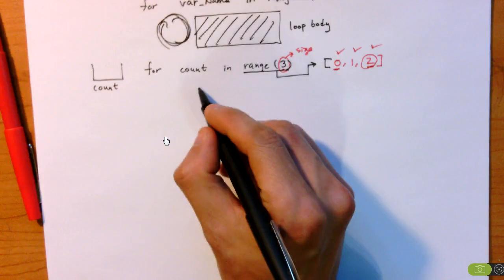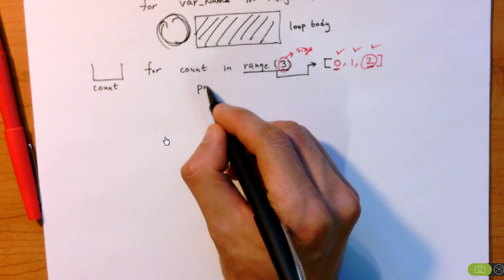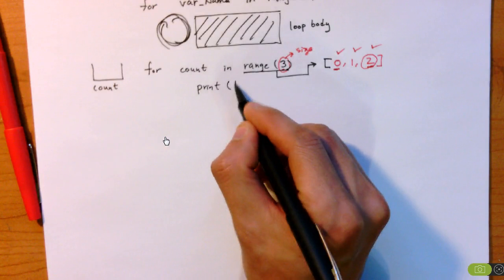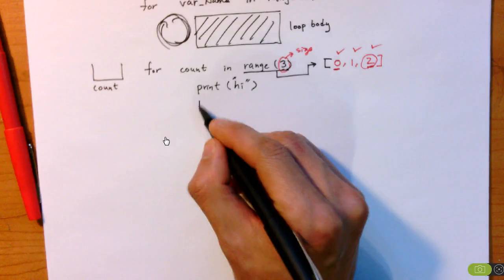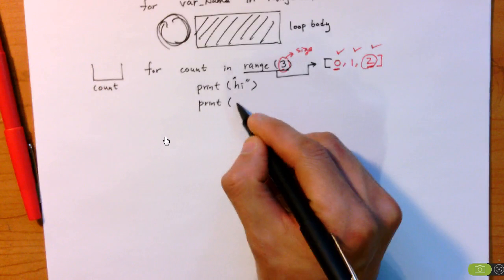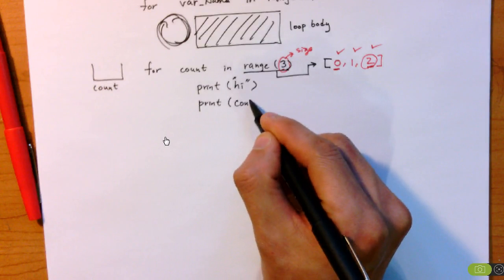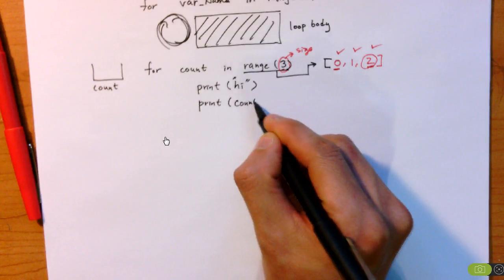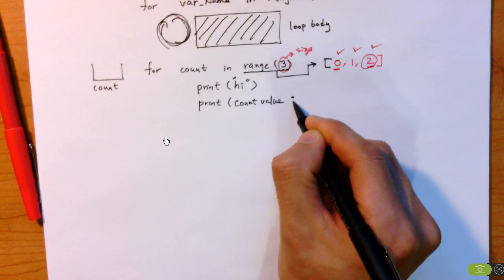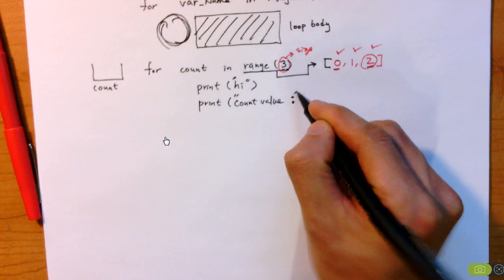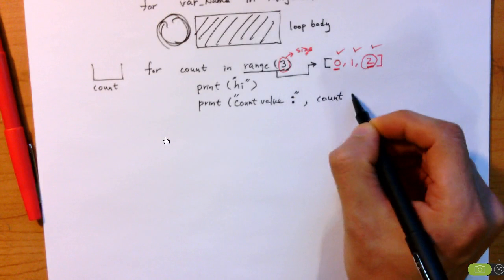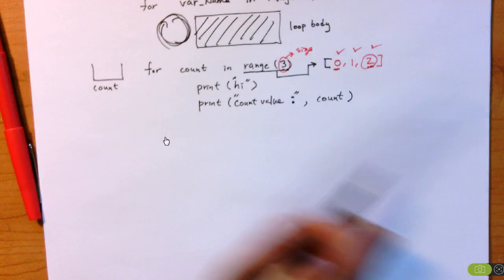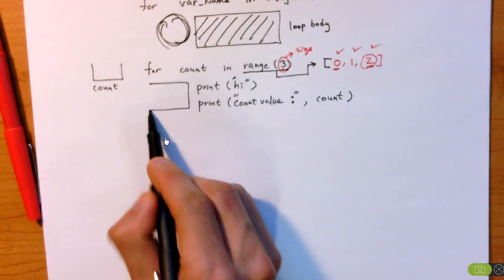And then I want to print, let's say, hi, and then print count value is, so we print out the count value, and then comma count. Of course, there is some indentation.